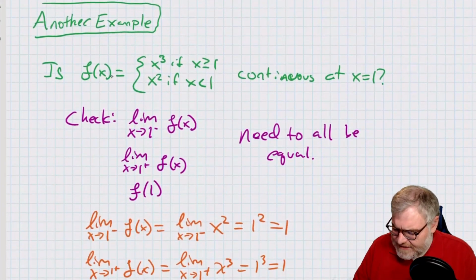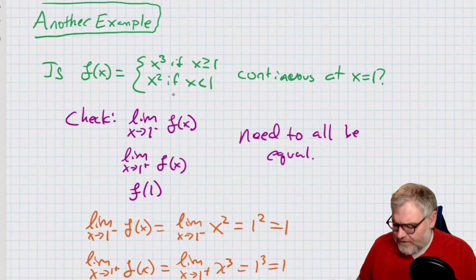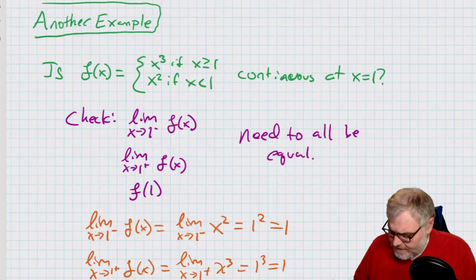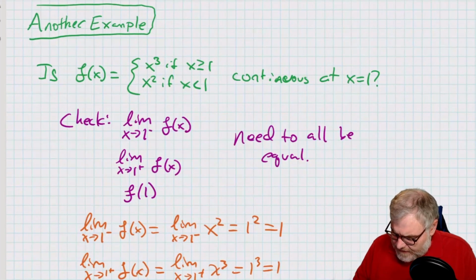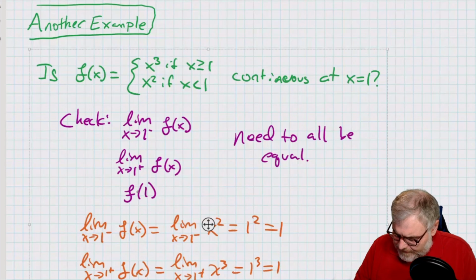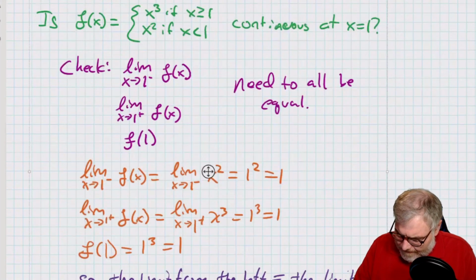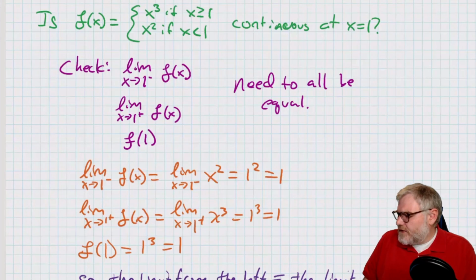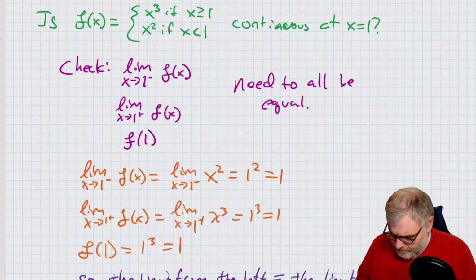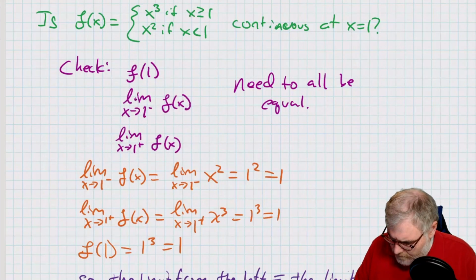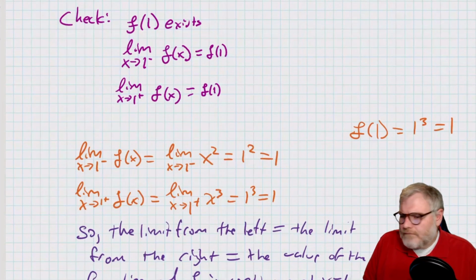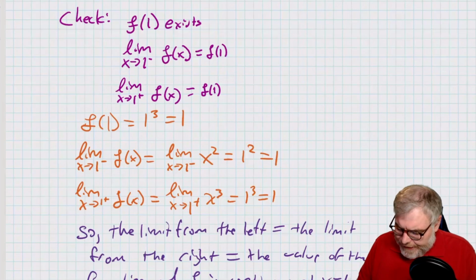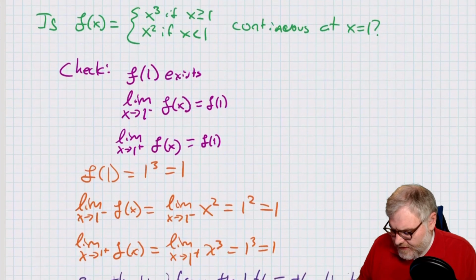Let's consider f of x equals x cubed if x is greater than or equal to 1, x squared if x is less than 1. Is that continuous at x equals 1? Well, what are the three things I need to check? I need to say, first of all, if it exists. This would be the first thing to check. So the things I need to check are that f of 1 exists. f of 1 equals 1 cubed, according to my definition, equals 1.